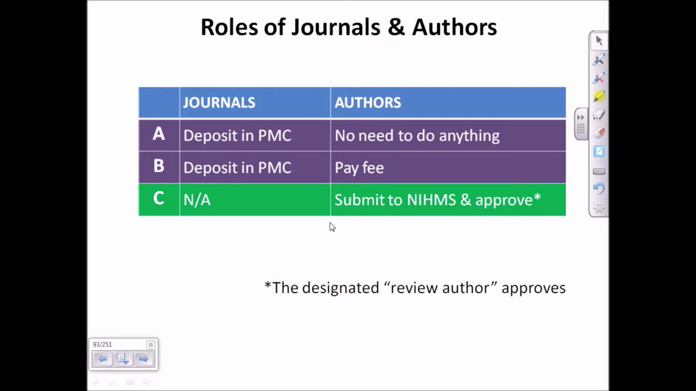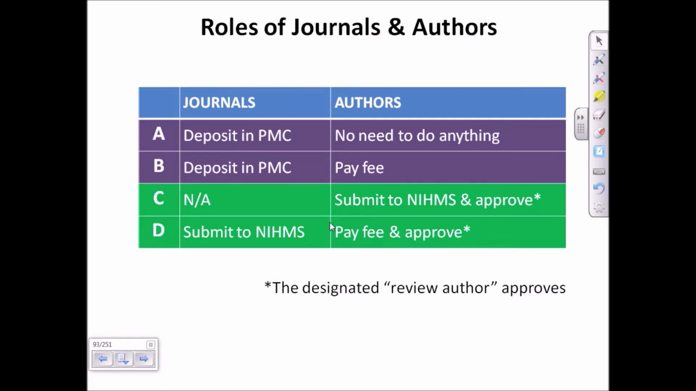And I put a footnote there because technically the approval happens by what's called the review author. Now it could be the same person as the author, but when you go into the NIHMS system, there's a section where you have to identify who is going to be the review author. That is, who is going to receive the email from the NIH system to say that the paper is ready for approval. And then under method D, the journal's responsibility is to submit the paper to NIHMS rather than the author doing it. But the author still has two things that they need to do. One is to pay the fee, and the other is to approve the paper when it's ready.